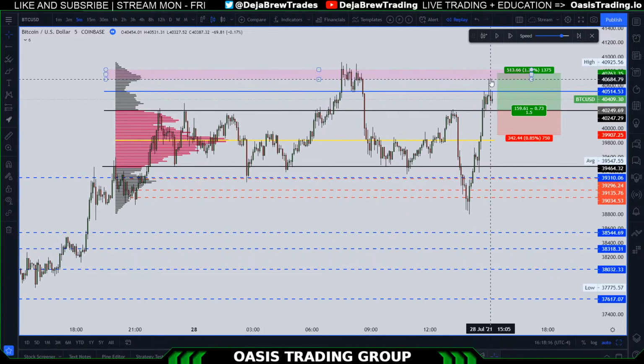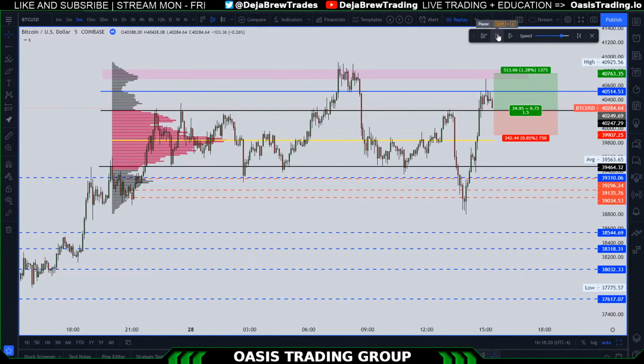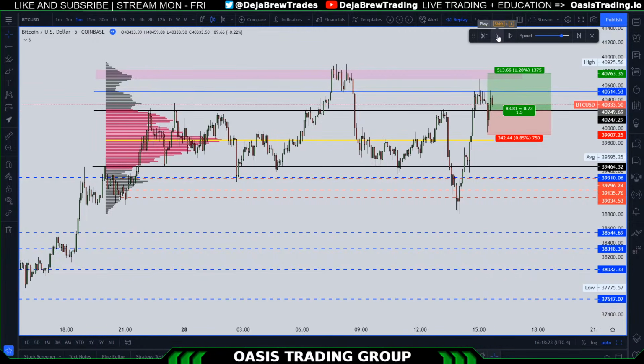Okay, so depending on where you would have put your target, you might have got filled there, probably not. Let's see. That actually just barely missed your stop loss, so you'd still be in this trade.